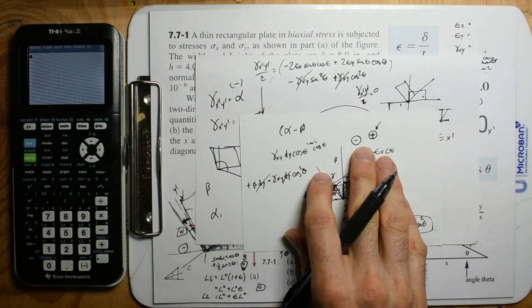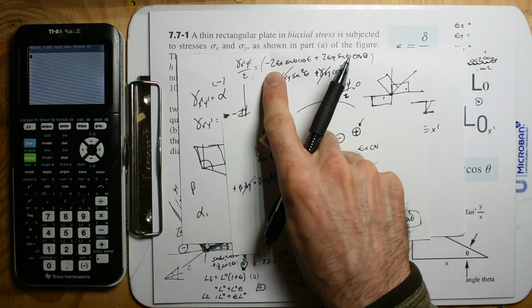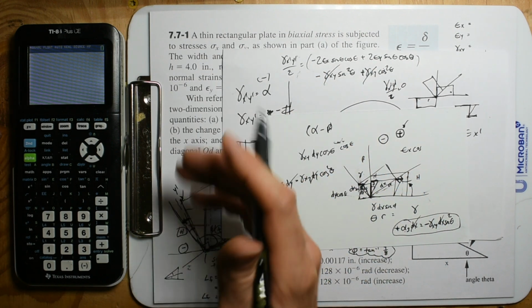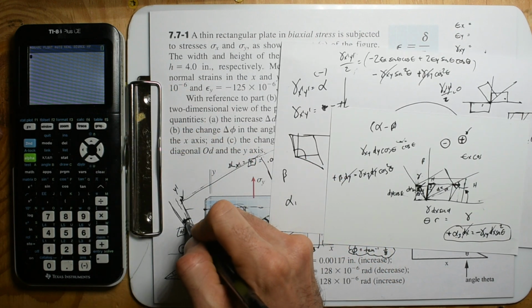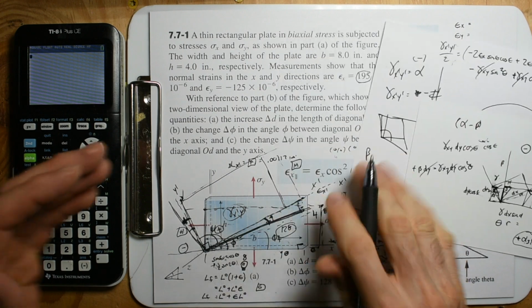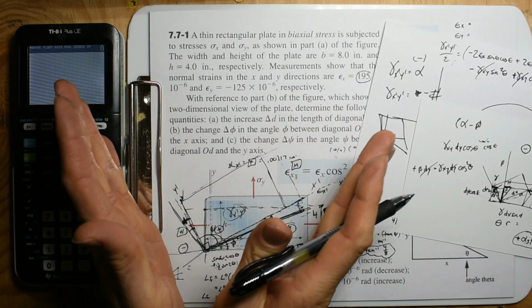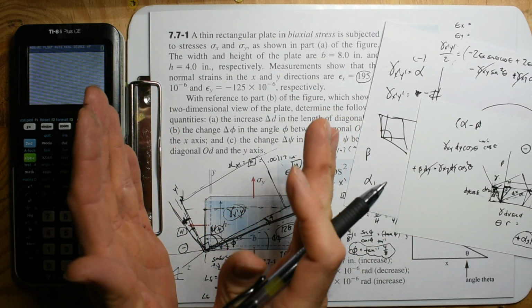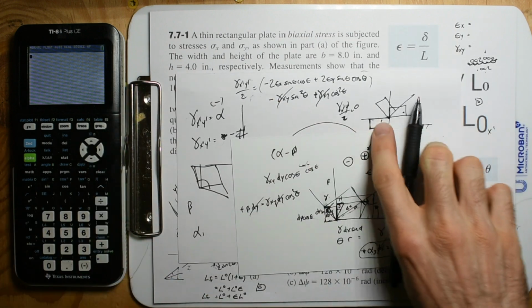You know what I mean? So this answer is going to be negative. You could associate it with an increase in angle, but both these angles widening are associated with negative shear strain. So let's do this one.